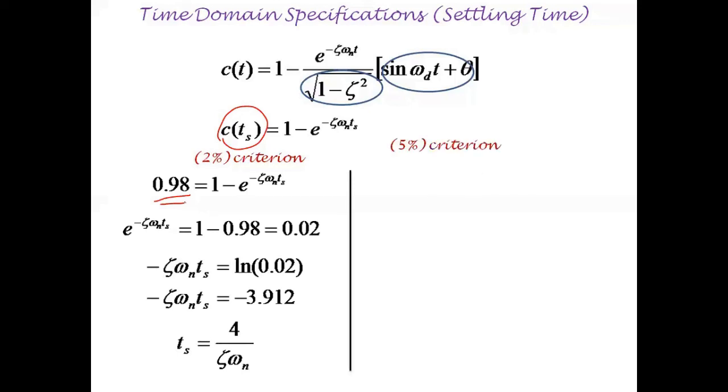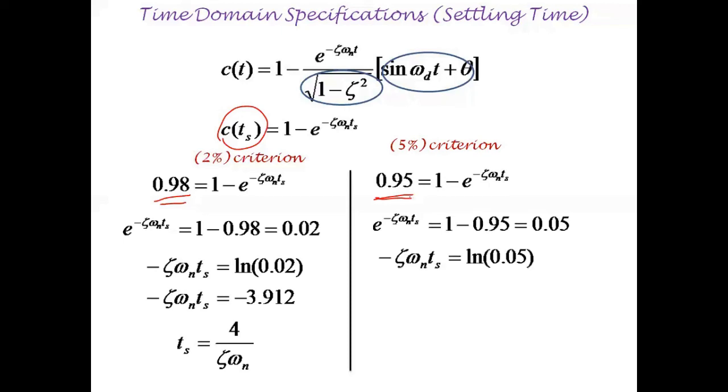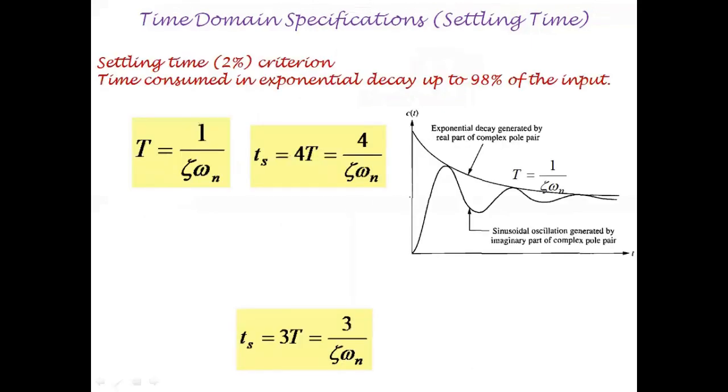And for 5% criteria, I have considered the condition 0.95. And if you simplify further and if you take logarithm on both sides, we can obtain Ts as 3 by zeta omega n. So for 2% criteria, the time constant is exponentially decaying up to 98% of the input. And we have obtained Ts is equal to 4 divided by zeta omega n, in which we have taken T as 1 by zeta omega n, a time constant.